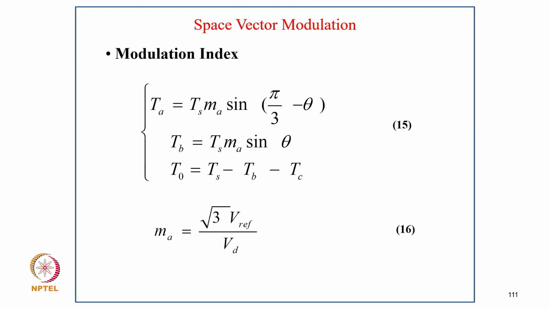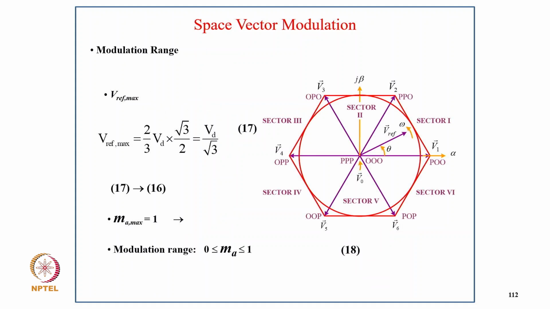So now coming to modulation index, so TA equal to TS MA into sin of pi by 3 minus theta, TB equal to TS MA sin theta, and T0 equal to TS minus TA minus TB, and MA equal to root 3 V reference upon Vd. And coming to the modulation range, V reference maximum is 2 by 3 Vd into root 3 by 2, that is Vd by root 3, and MA max is 1, so the modulation range is 0 to 1.